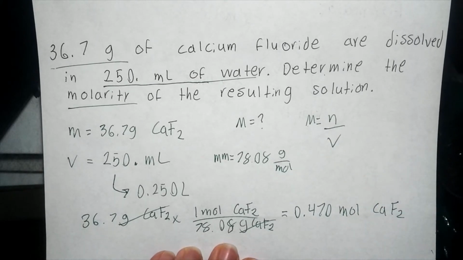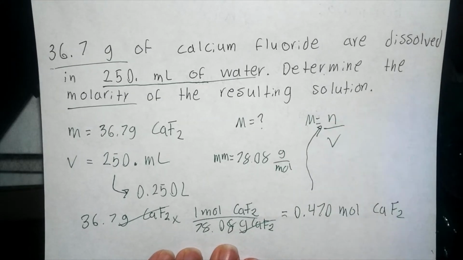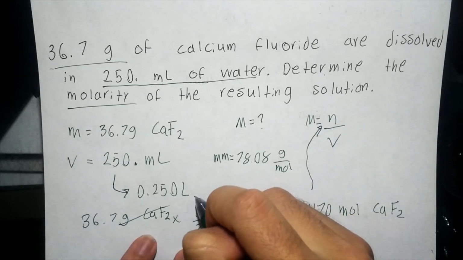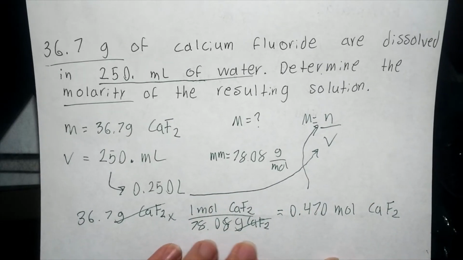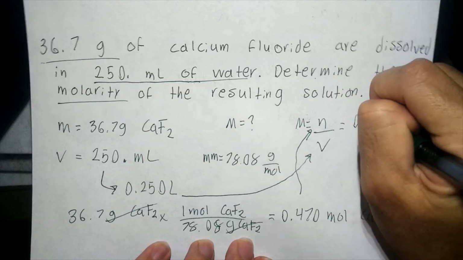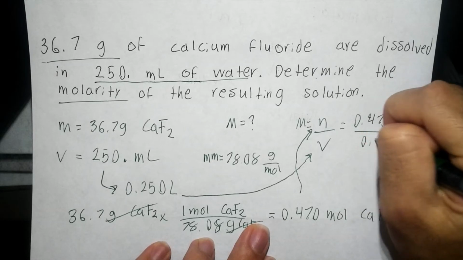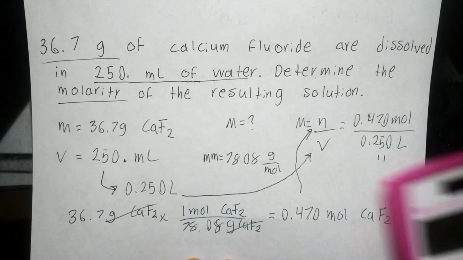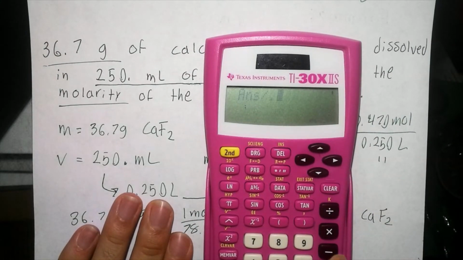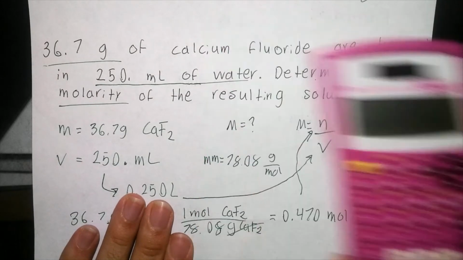And now the very last thing to do, we now have both of the values that we need. We have moles of our solute, that's the n, and we have the volume of our solution in liters. So now we just need to plug in these values. It'll be 0.470 moles over 0.250 liters. Divide this number by 0.25, and you'll have a molarity of 1.88.